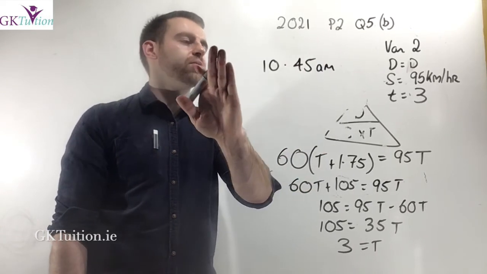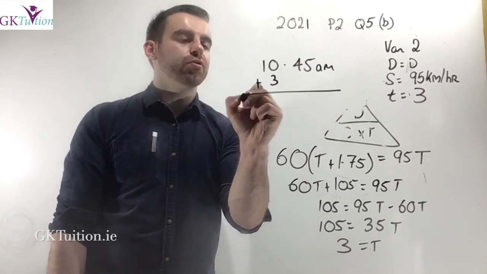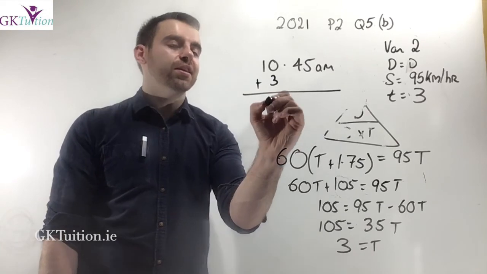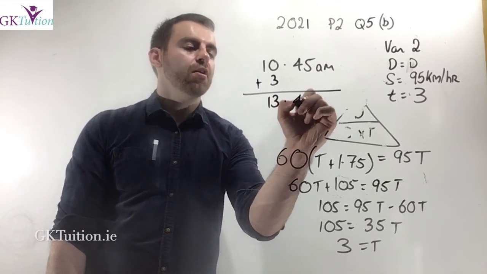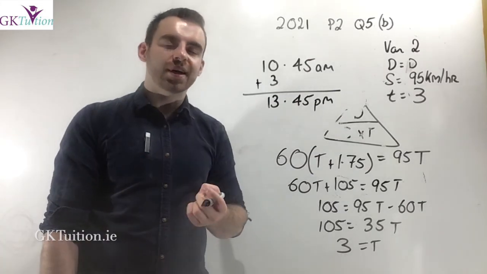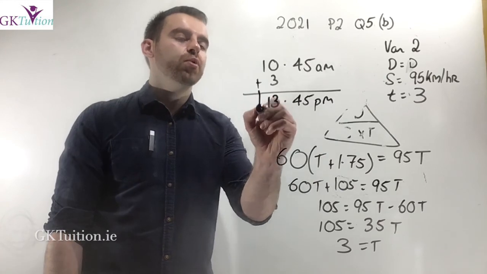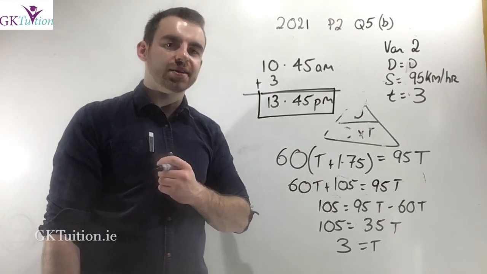It took van number 2 3 hours to reach its destination. So if I just add 3, then obviously you could do it like this. You could say, well, it's obviously 13:45. Or in other words, van 2 arrived at its destination at a quarter to 2 p.m. Van 1 arrived at the same time. We know they both arrived at the same time, so that's our final answer.